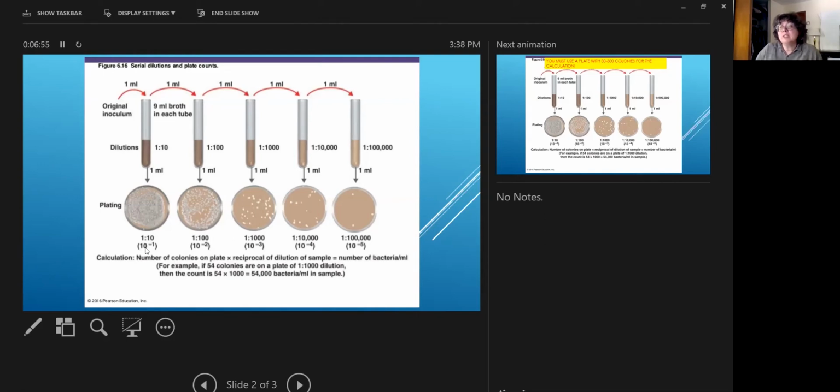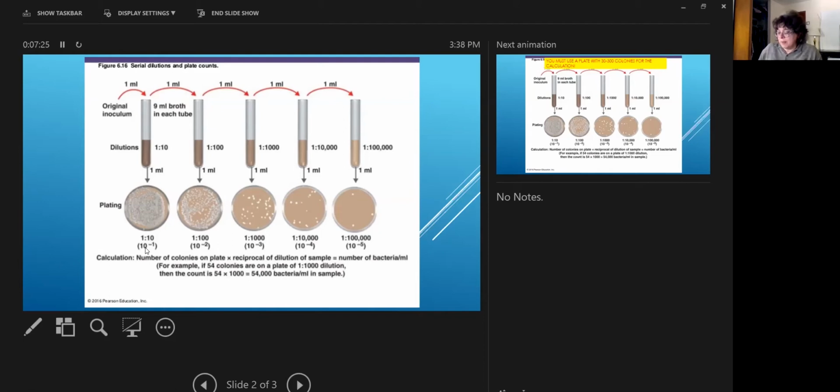The assumption is that each live cell that's put on the plate forms a colony. So if we know how much of the original sample made it onto each plate, and we know how many colonies are on the plate, we can calculate backwards to get an estimate of the number of live cells per milliliter in the original stuff. That's the CFUs per milliliter.